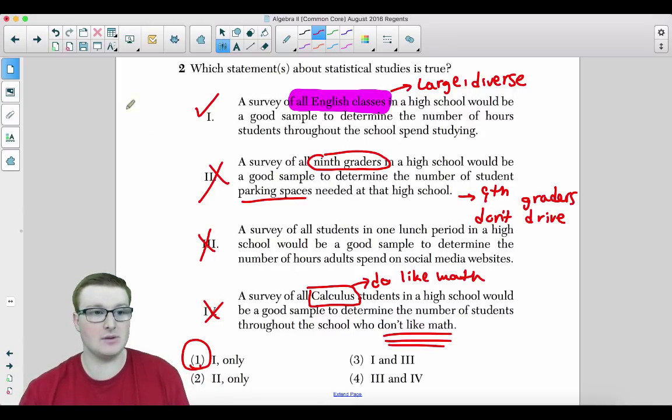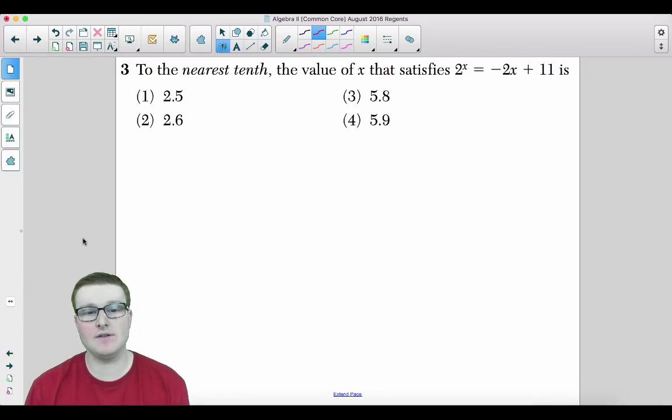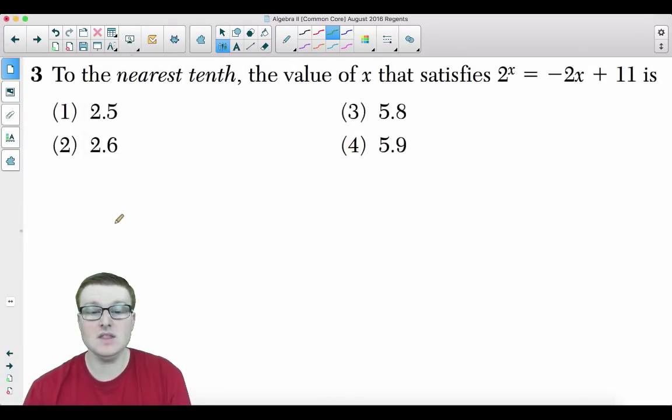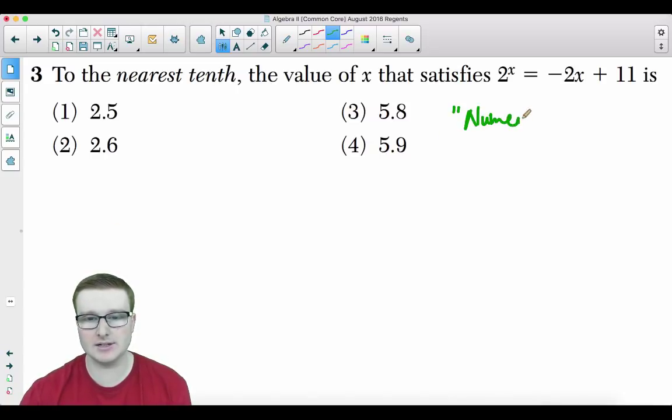All right, moving on to question number 3. To the nearest tenth, the value of x that satisfies 2 raised to the x equals negative 2x plus 11 is what? So here's the thing. There's really only one way that I recommend to solve this, and that is called numerical solve on your calculator.